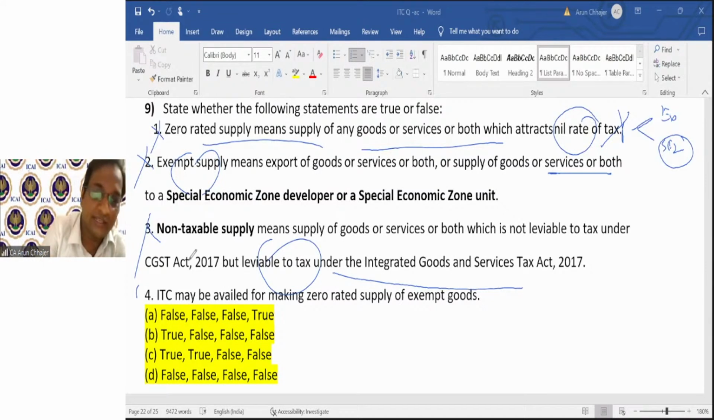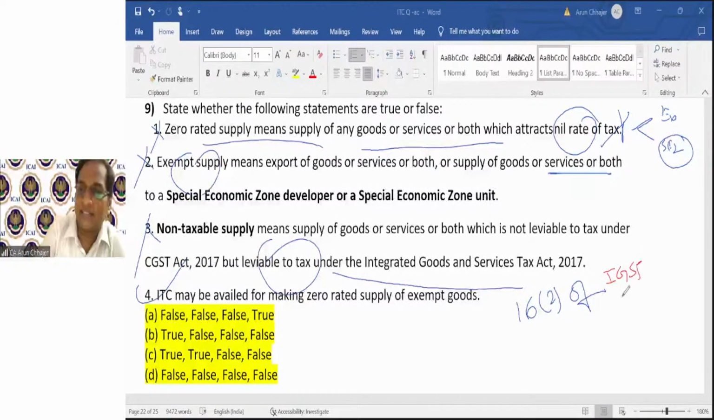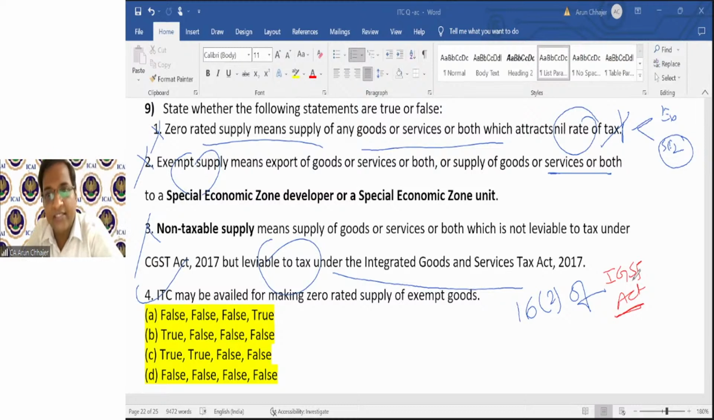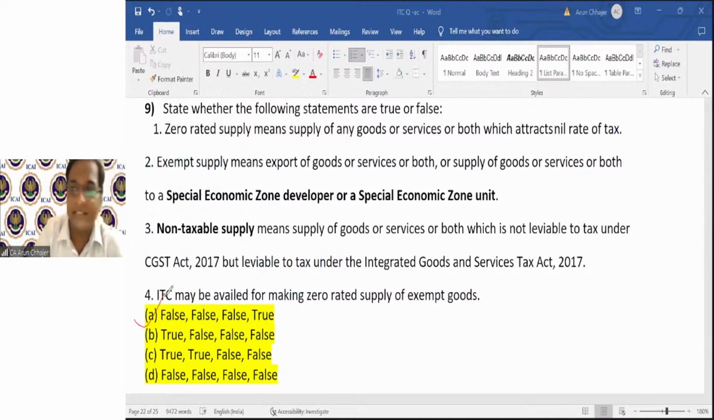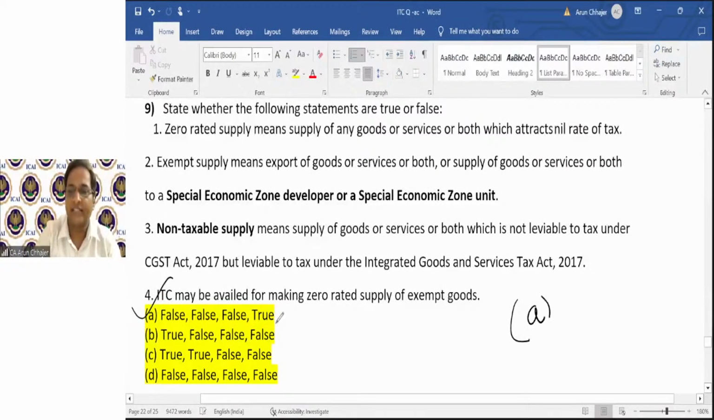This is also false. And section 16 subsection 2 of the IGST Act says that even if you are making the export of an exempted item, you can take the ITC. So this is the only right one. Therefore, option A is correct. False, false, false, and last is true. Any doubt? Kindly ask. The correct answer is A.